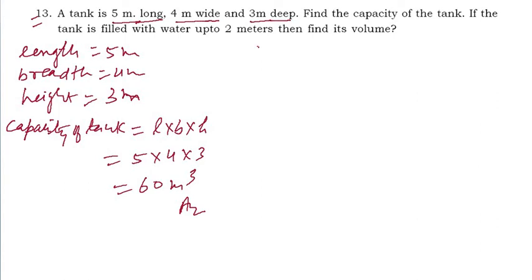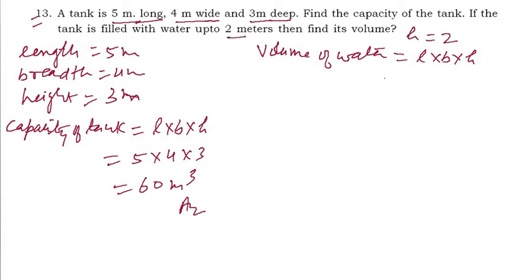So volume of water. Now we have to find volume of water. It is also length into breadth into height, but height is given as for water. It is 2 meter. So you have to write 2 meter. So length is given as, length is here. Length will remain the same, that is the 5 meter. Breadth is also 4 meter. So you have to write 4 meter. And height, water's height we have to take, only 2 meter. So 5 twos are 10 and 4 tens are 40 meter cube. So that one is your answer.